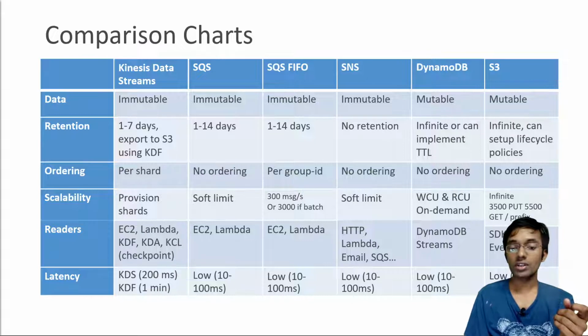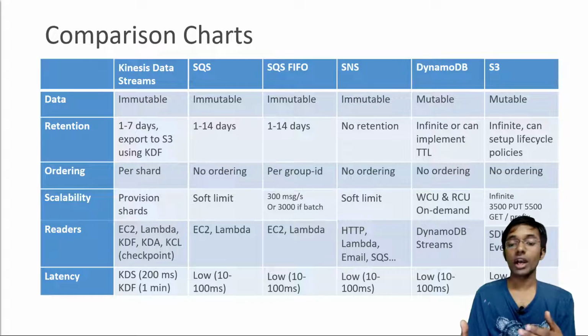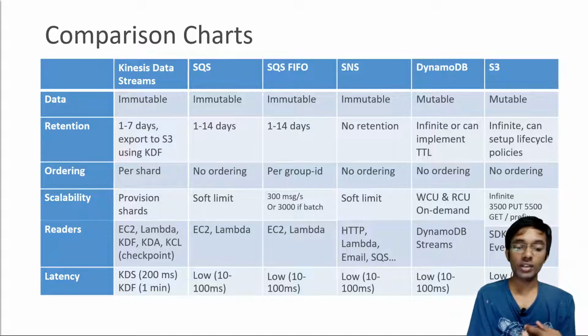So that's it. And this was the comparison chart between all of the services: Kinesis Data Streams, SQS, SQS FIFO, SNS, DynamoDB, and S3. It was helpful in understanding the architectural perspective, and hopefully it's very clear what the differences are between all these technologies, and you will be able to answer the questions based on them at the exam. And all right, that's it, and I will see you in the next lecture.